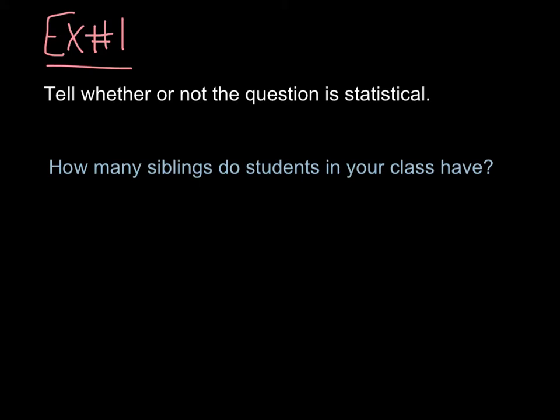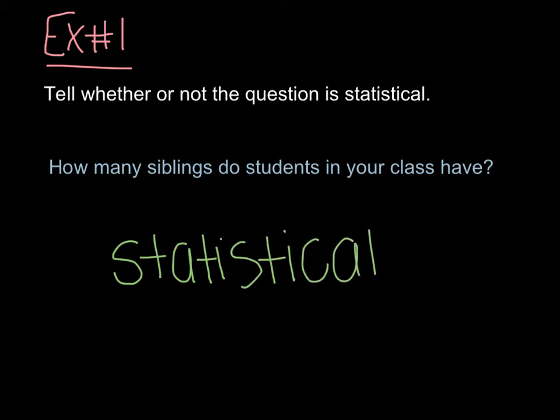Example 1, tell whether or not the question is statistical. So here's our question. How many siblings do students in your class have? Now that is a good statistical question because the answers could be very different. Some people might have no siblings. Some people might have 3, 4, 5, 7, 10 siblings. So the answers can be very, very different. So that makes it a good question.